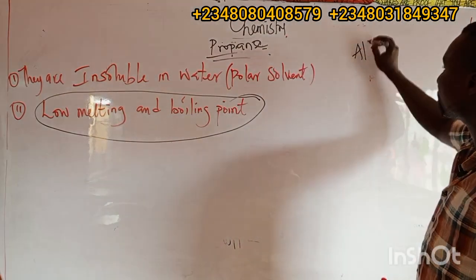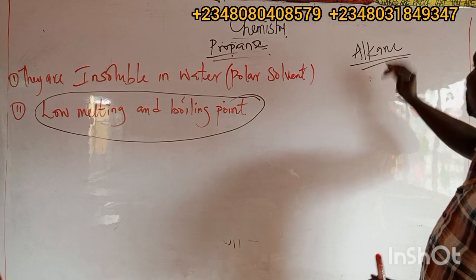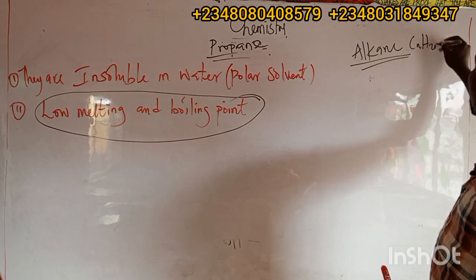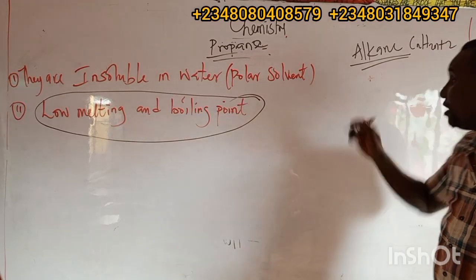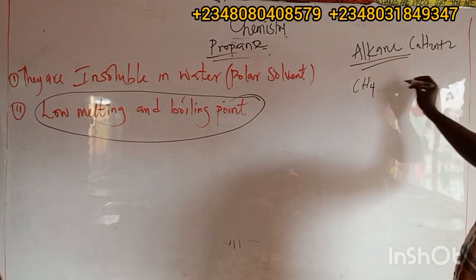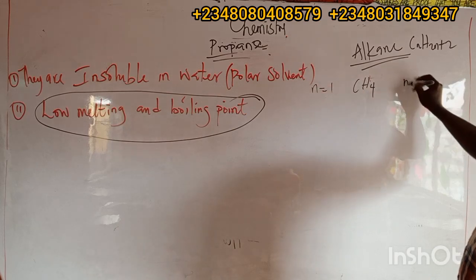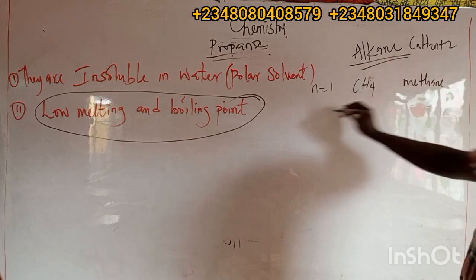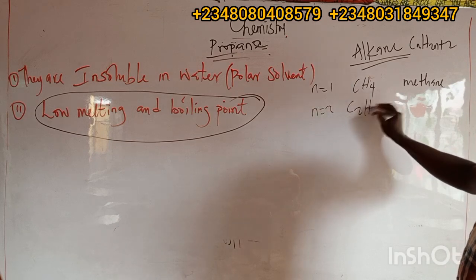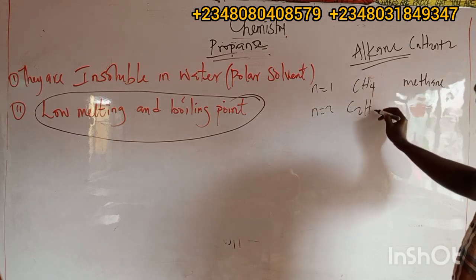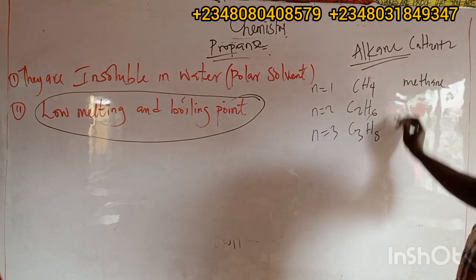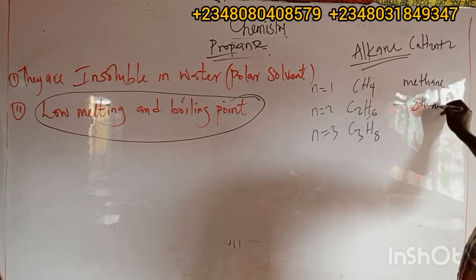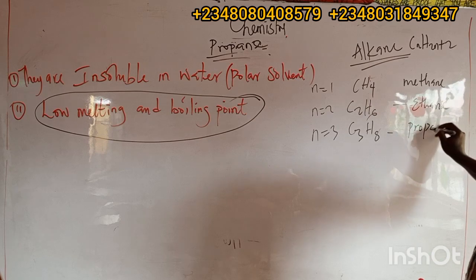Look at alkane. Please, I want you to look at this. This general formula is CnH2n+2. I told you this is the general formula. The first member is methane, CH4, when n equals 1. The second member, when n equals 2, is C2H6. And when n equals 3, you have C3H8. The second one is ethane, and this one is propane.